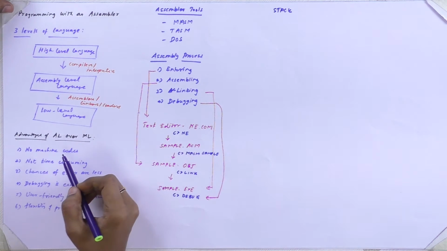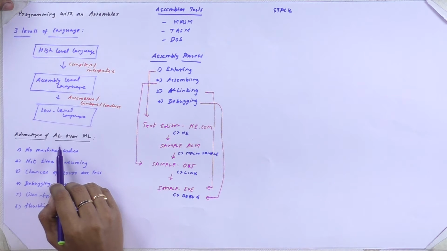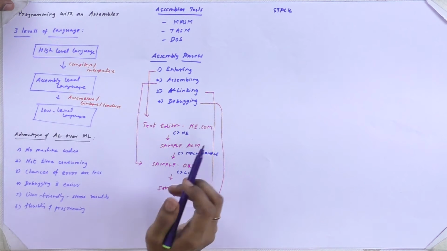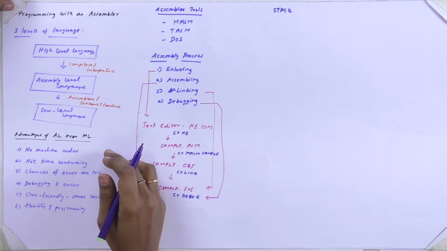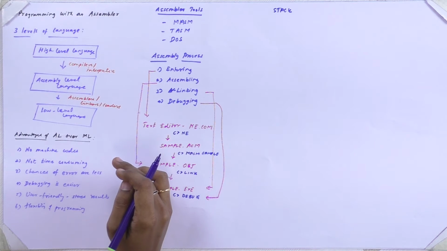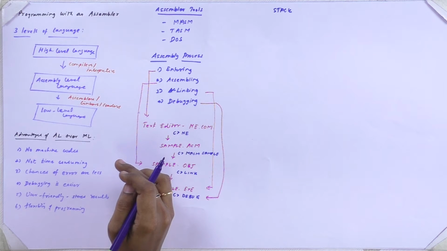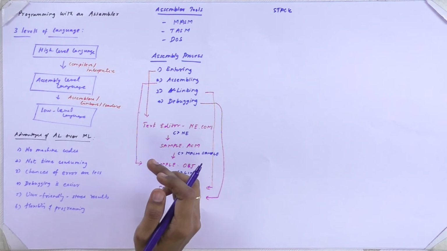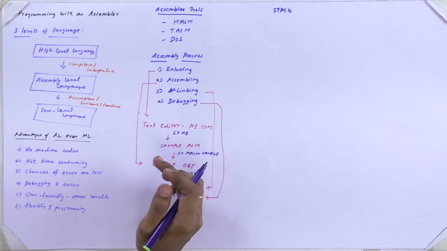Next we will discuss the advantages of assembly level language over machine level language. Machine languages are made up of machine codes in terms of zeros and ones, which are often difficult for programmers to remember. Compared to machine level language, assembly level languages are easier and more user friendly.